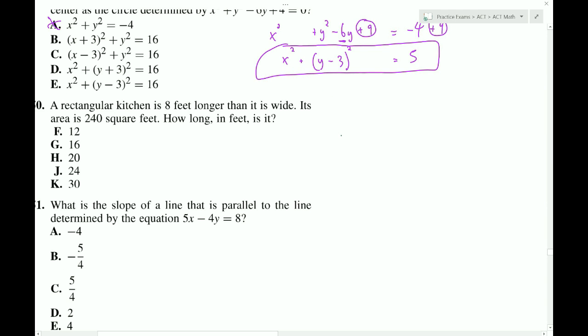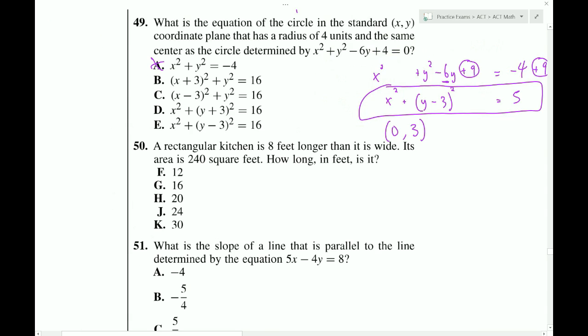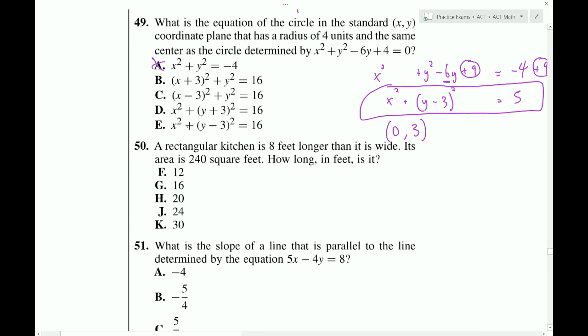So now to interpret this, since this doesn't have a shift, the center would be at 0 for the x, and this has a shift of minus 3 inside parentheses. So that actually turns into a plus 3 for the y value, the shift of the center. So the center here is 0, 3. So we're looking for the same center in our situation here, so we should see x squared because we have no shifting on the x, but then we want the minus 3 for the y. Okay.